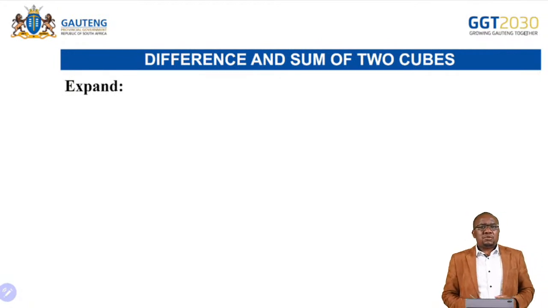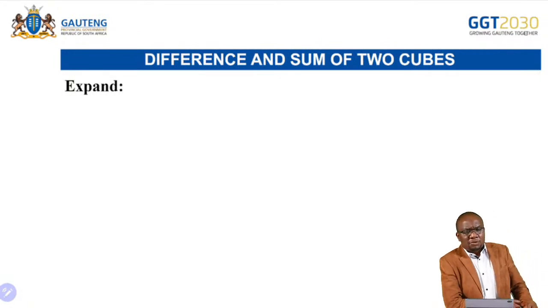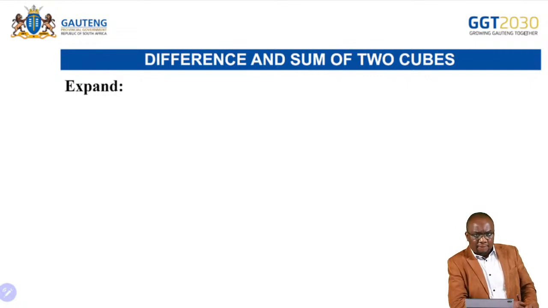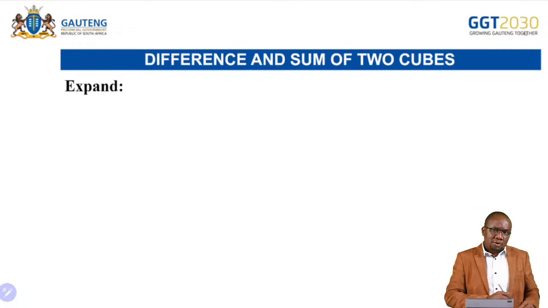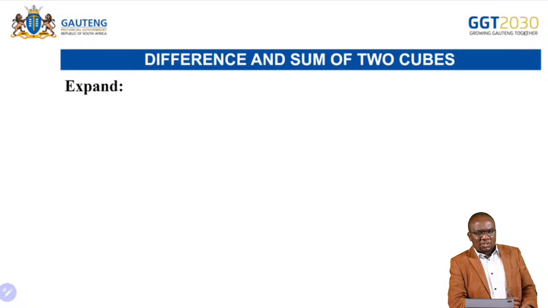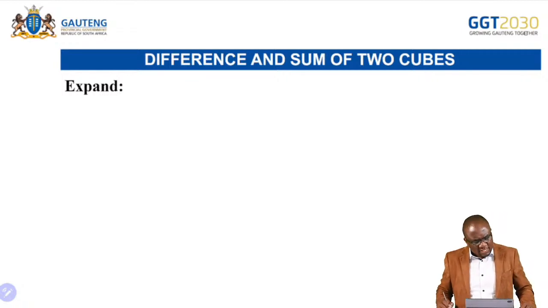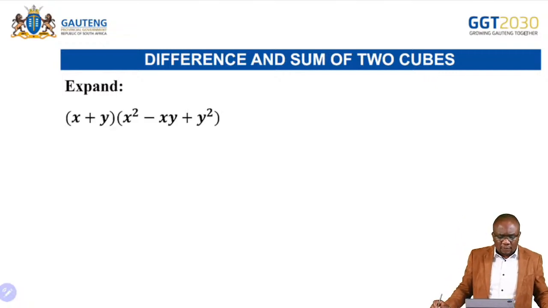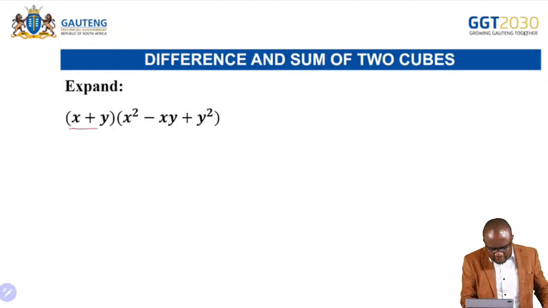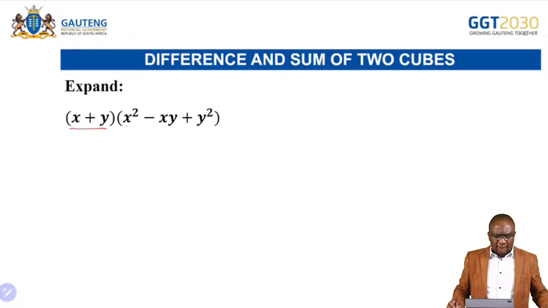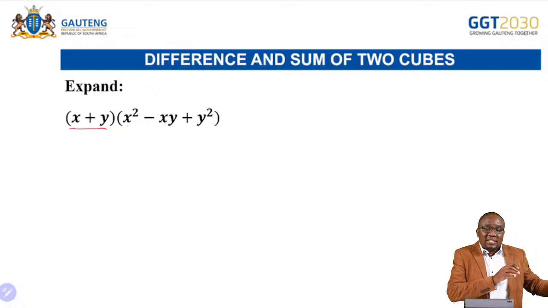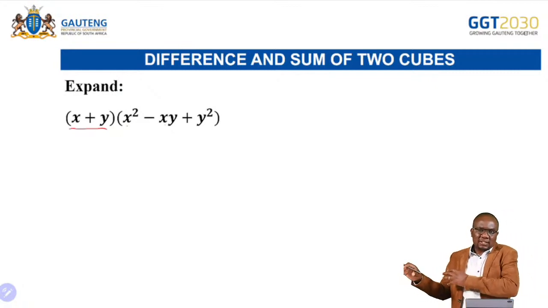Again, I want us to expand, but I'm going to do it with you because of time. I was going to give you time to expand on your own, but because of time, let's do it together. We want to discover something. At the end of this, we have to recognize something. Right, let's expand: x plus y, times x squared minus xy plus y squared. As I said, you write it as one single expression.